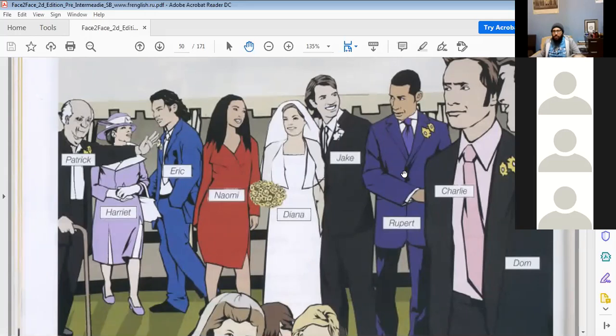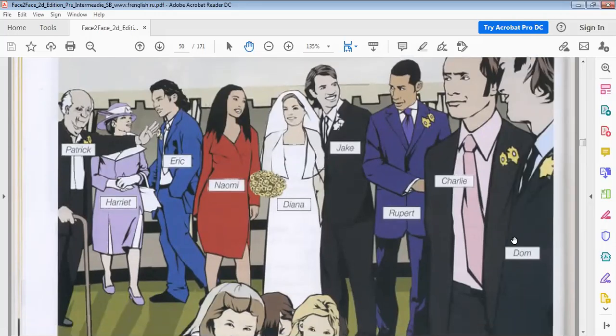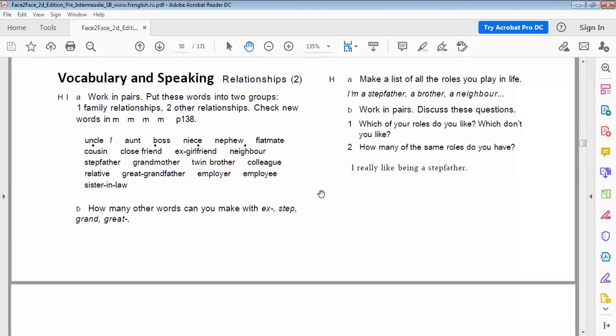Standing next to Jake. Sorry, Hannah? Standing next to Jake. Yes, he's also standing very close beside him. You're right, so he's also standing close. Maybe he's his best friend. It's a good guess, Rupert. I don't know, but we'll see.